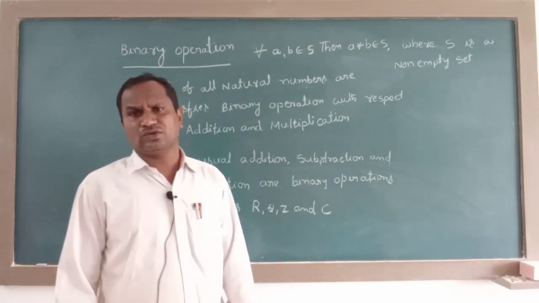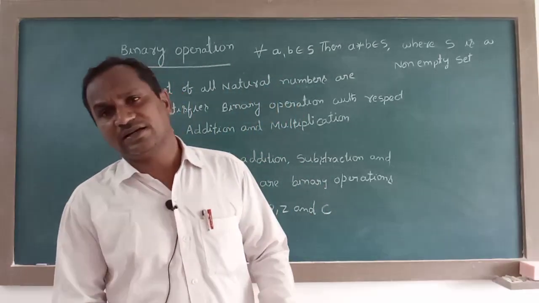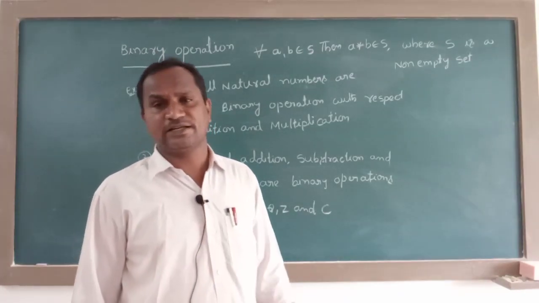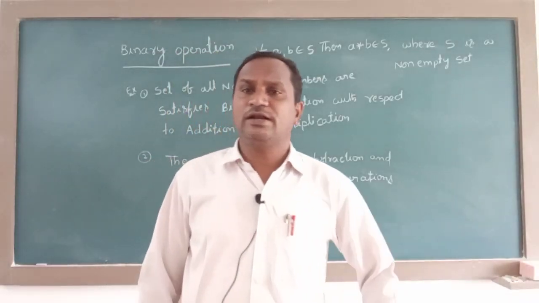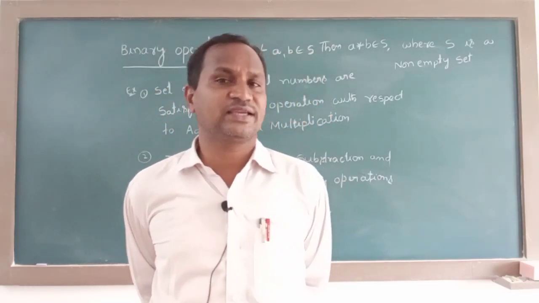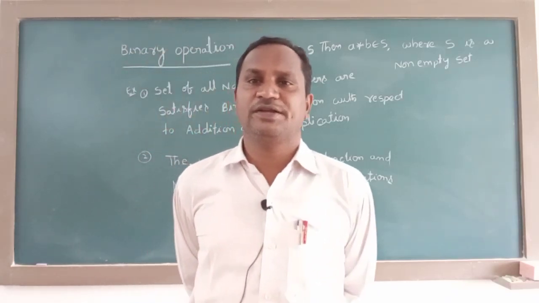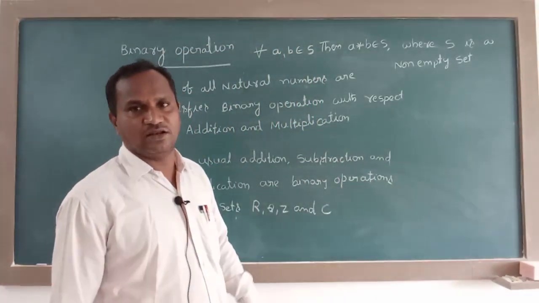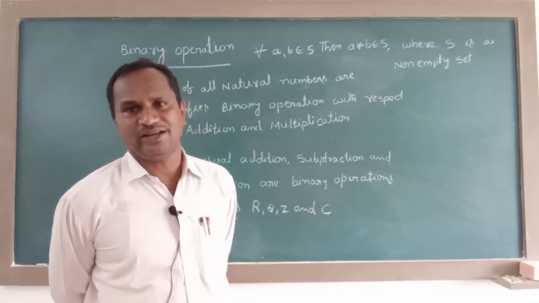Take subtraction also. The subtraction of any two real numbers is again a real number. That's why subtraction is also a binary operation on the set of all real numbers. Take products, that is multiplication. The product of any two real numbers is again a real number. The multiplication is always a binary operation on the set of all real numbers. Next come to rational numbers. But division is not a binary operation on all these three sets. I'll tell you the reason for that.